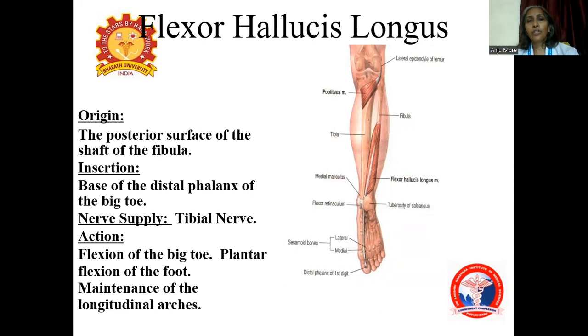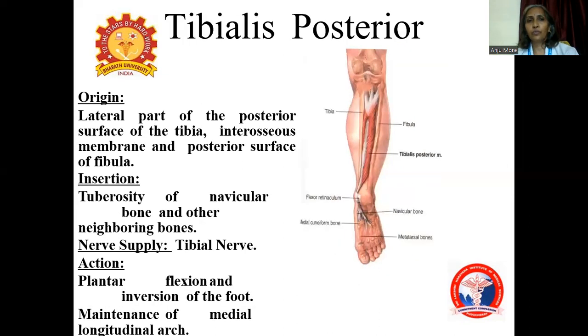Next muscle is flexor hallucis longus. The muscle originates from posterior surface of shaft of fibula. It is inserted at base of distal phalanx of big toe. Nerve supply is by the tibial nerve and the action is flexion of big toe, plantar flexion of foot and maintenance of longitudinal arch of the foot.